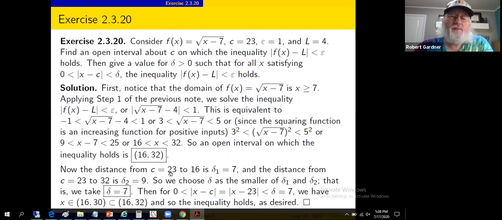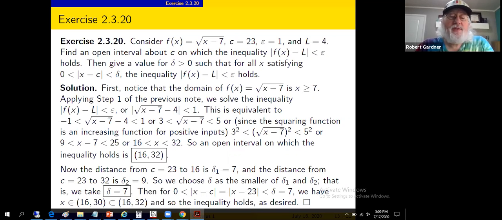The distance from c equals 23 to 16 is a distance of 7. Take the difference. The distance from 23 to 32, that's 9. Also take the difference in the correct order to get a positive, or throw an absolute value on there, because that's how we measure distances. So I can go 7 units to the left and 9 units to the right. Let's call those delta 1 and delta 2. Choose the smaller of them, just like we did in that previous example when we had a graph. So choose delta to be 7.